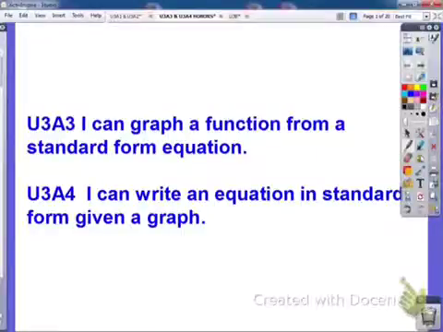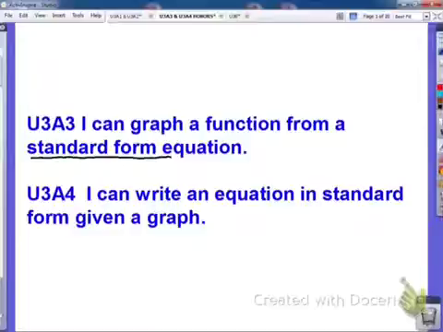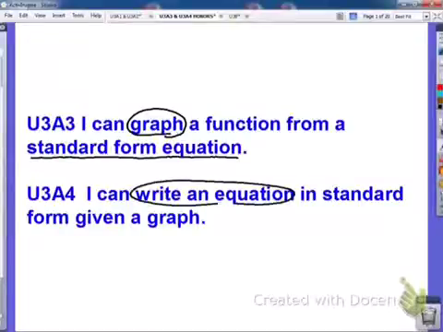Hello, in this lesson we are looking at some of the variations that exist of the parent equations. Particularly we're looking at what's often called the standard form of an equation. We're going to want to graph an equation that's written in standard form. Also, we want to write an equation that's written in standard form, given a graph.